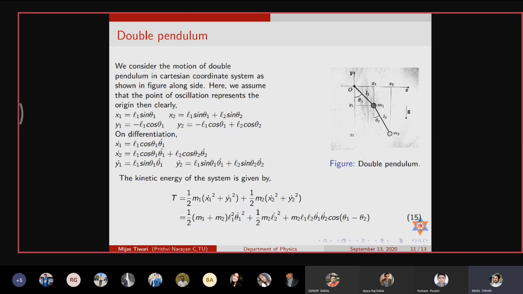And on differentiating the above equations, we have x1 dot equals L1 cos theta 1 theta dot 1. Here the change in length is obviously zero. There is no change in length. Therefore, we have simply taken the derivative of theta 1. And similarly, we have taken the derivatives for x2 dot, y1 dot and y2 dot. Clearly, it is a two-dimensional problem. Therefore, the total kinetic energy must be equal to half m1 (x1 dot squared plus y1 dot squared) plus, this is the energy of both bobs, half m2 (x2 dot squared plus y2 dot squared). And substituting the above values, we finally come to equation number 15.